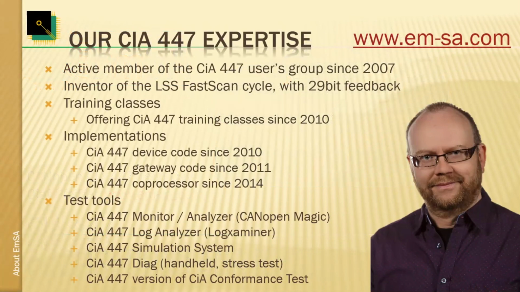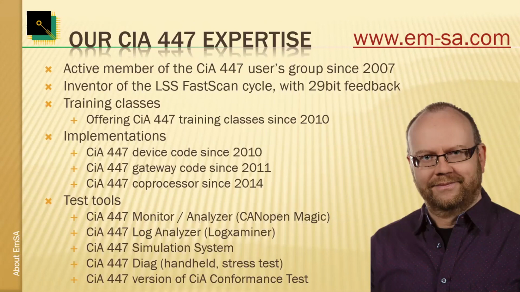We are an active member of the CiA 447 users group right from the founding in 2007. We contributed quite a bit, not only in these meetings, but also by developing code that later has been published for everyone to use, like the LSS fast scan cycle, which was later adopted into the 305 document. We also enhanced it with a 29-bit feedback. So some of the gateways out there can do an even faster process in assigning these dynamic node ID numbers when these 29-bit feedbacks are used. From the layer setting services and finding the nodes, we came down to a few 200 milliseconds to identifying single nodes.